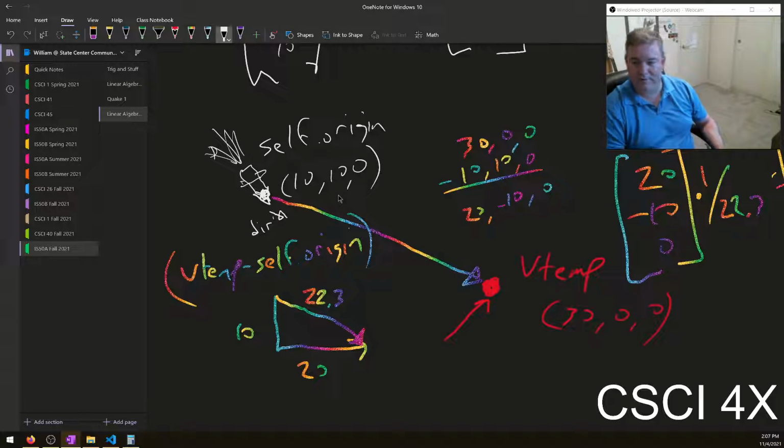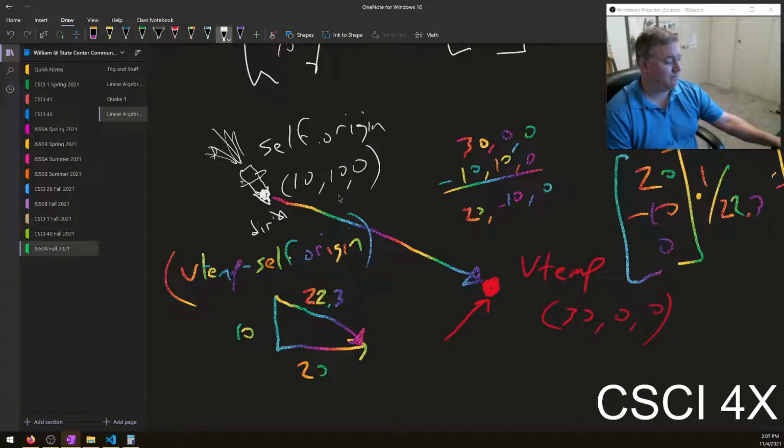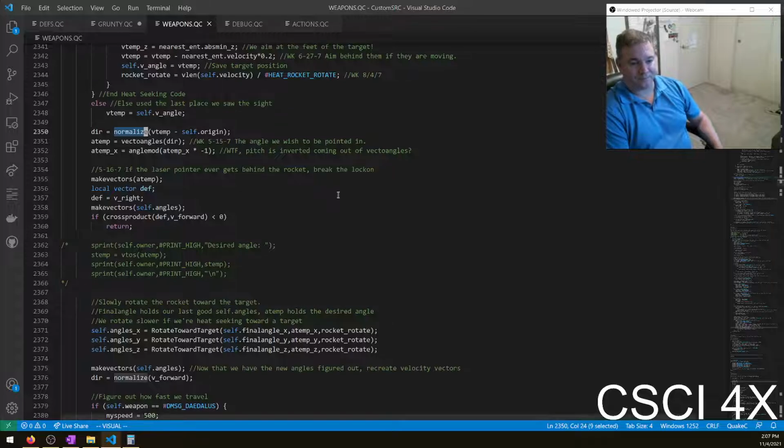And the reason why we do this is because we can now scale it based on our velocity. So dir is the direction we're pointing. This is going to rotate the rocket to face in the direction that it should be going. So the laser dot's over there. It rotates to face it. And then we, okay, we don't quite rotate yet. That comes later, but that's the direction we want to be looking.